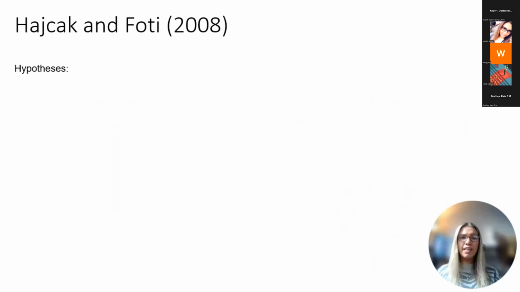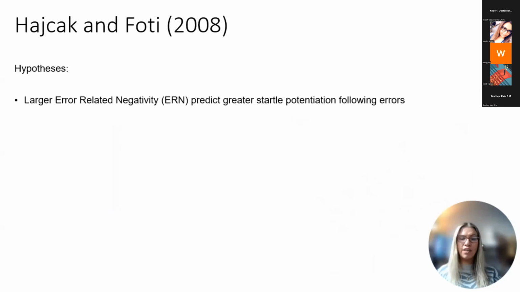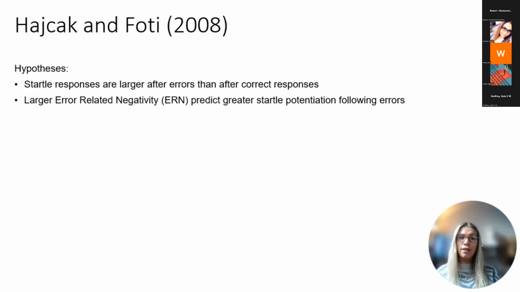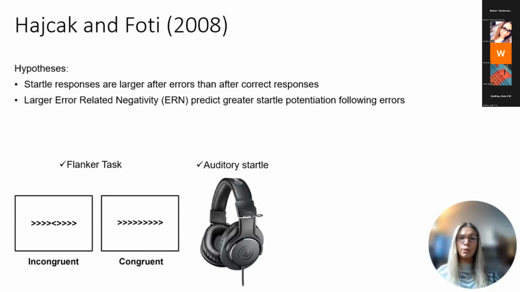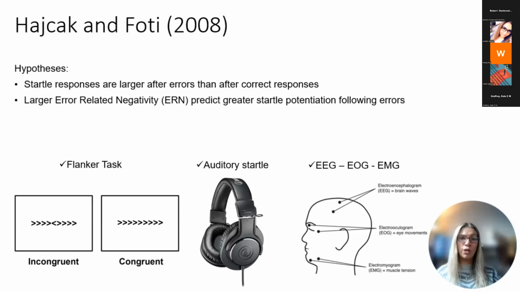Hajcak and Foti hypothesised that the startle responses are larger after errors than after correct responses, and that larger error-related negativity should predict greater startle potentiation following errors, suggesting that the ERN reflects a motivationally relevant correlate of error processing. So in order to test their hypothesis, the authors utilised a flanker task, which included both predictable and unpredictable acoustic startle probes delivered through headphones, while simultaneously measuring error-related brain activity through EEG and the startle response through EMG.